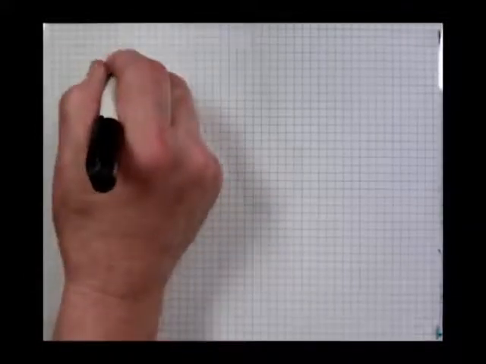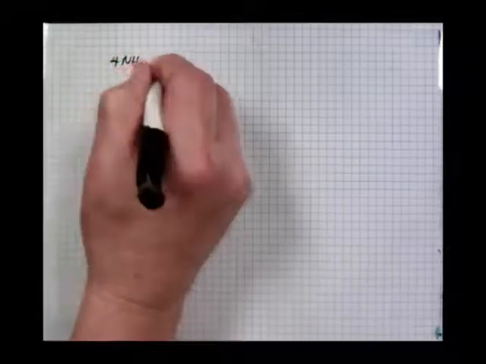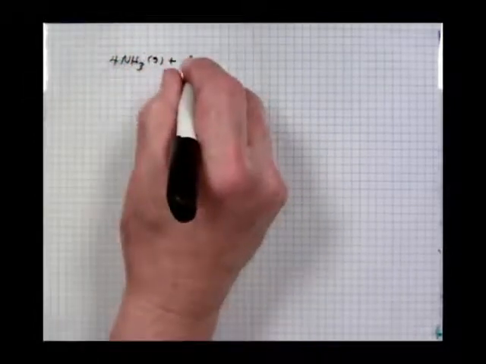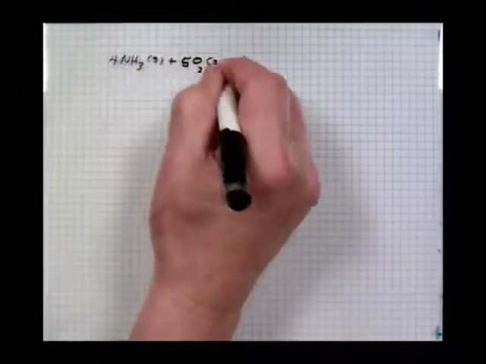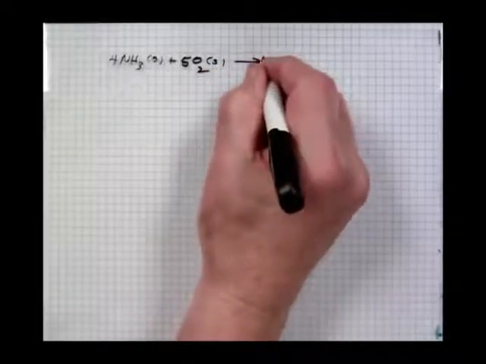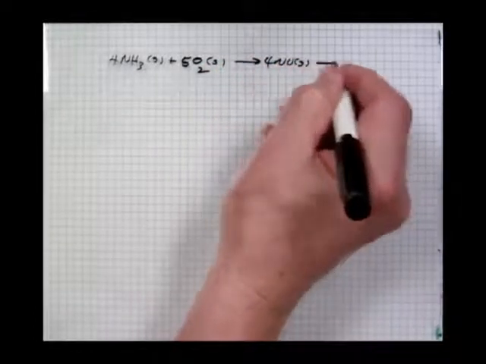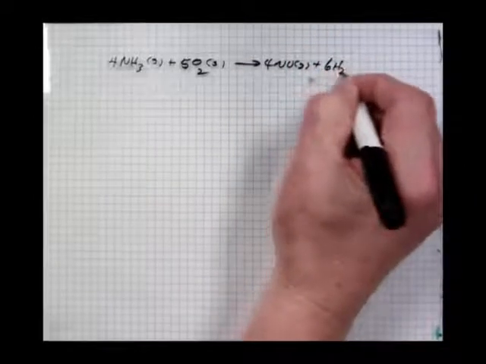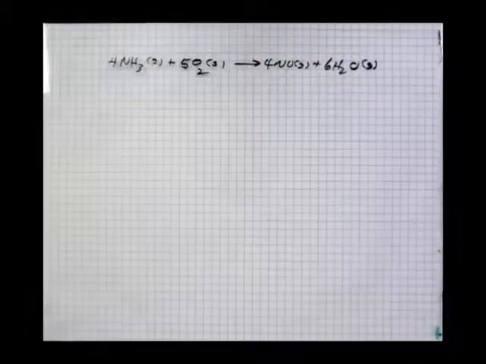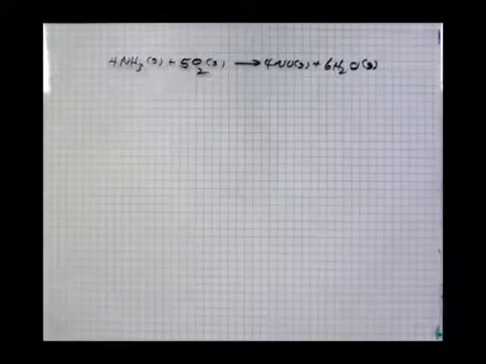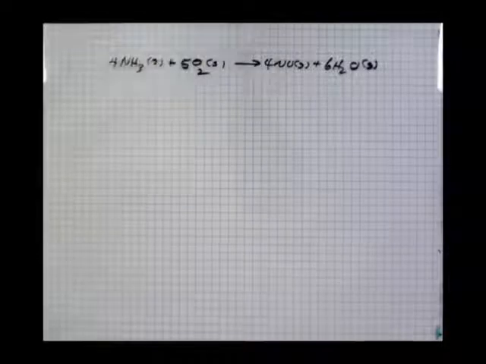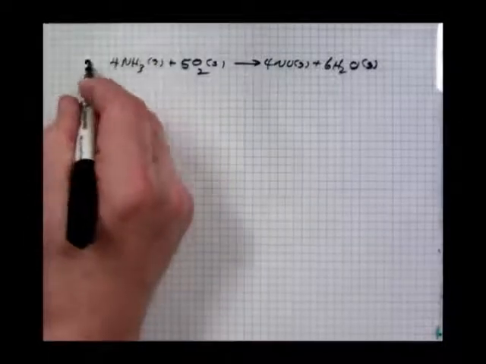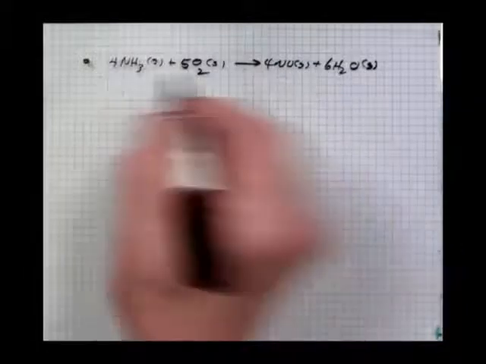So your equation is 4NH3 as a gas plus 5O2 as a gas goes to 4NO as a gas, plus 6H2O as a gas. And it's asking for a relationship between ammonia and oxygen, and then the second one is oxygen and water. And that's it. Anytime you work with a problem like this, it's coefficient in pairs.